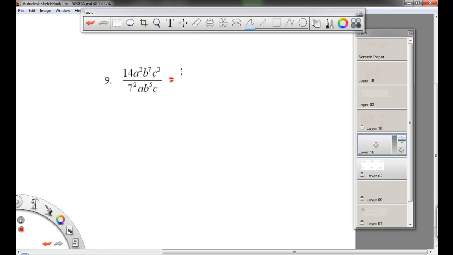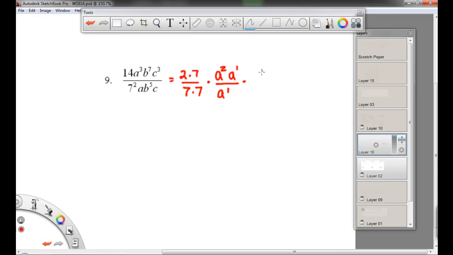14 is the same as 2 times 7. 7 squared is 7 times 7. There is my cancellation. 7 over 7, so that's going to cancel as 1 to 1. Now let's look at a. I have a to the third over a to the first. Well, how can I rewrite a to the third to allow cancellation of a to the first? Well, let's rewrite a to the third as a squared times a to the first. There's my cancellation of 1.